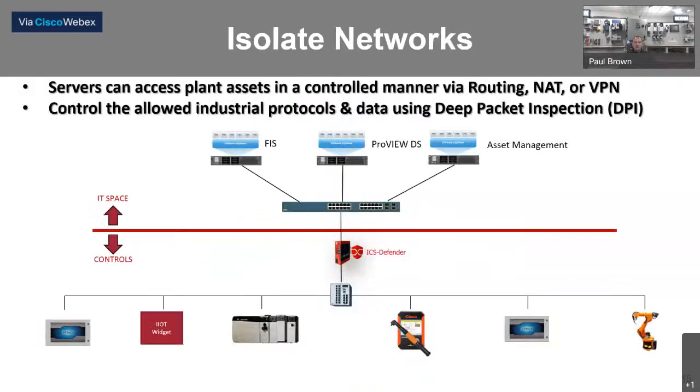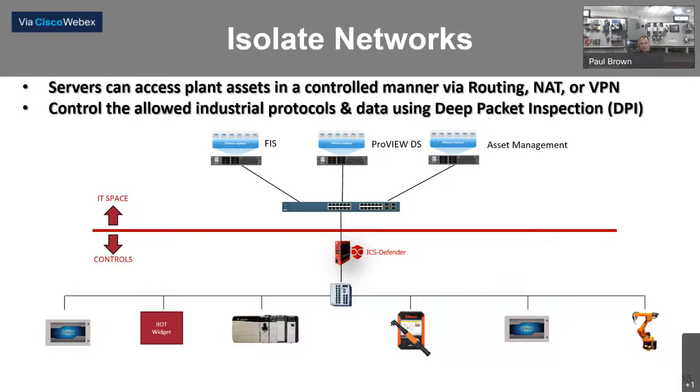Okay. ICS Defender allows you to isolate networks. In this example, we're showing some servers up on the IT space where servers can access plant assets in a controlled manner via routing, NAT, or VPN. Control the allowed industrial protocols using deep packet inspection.